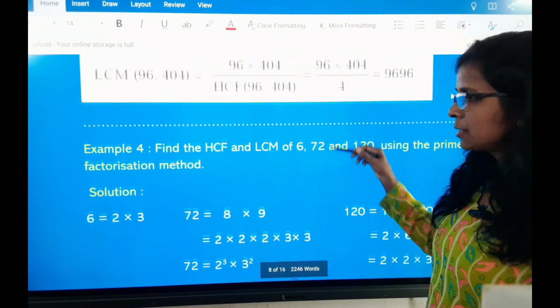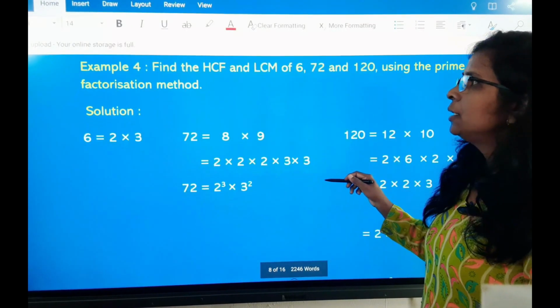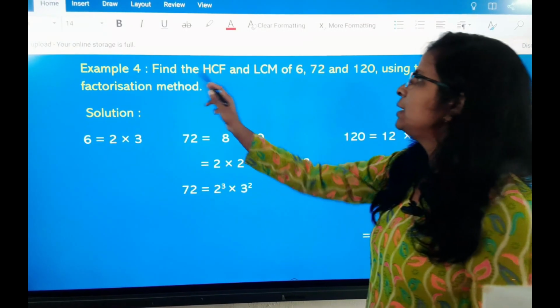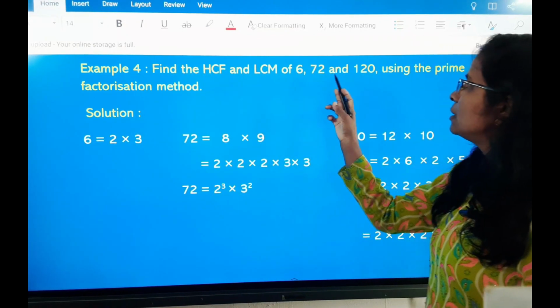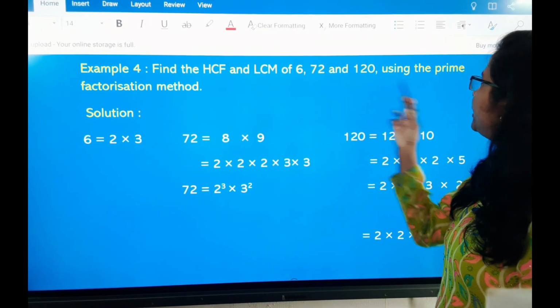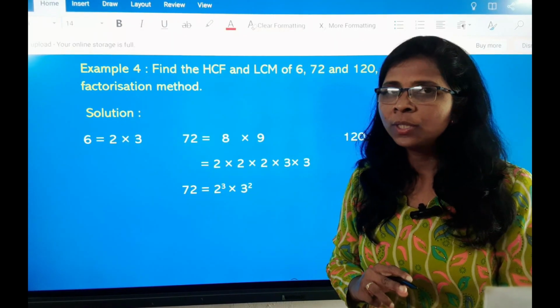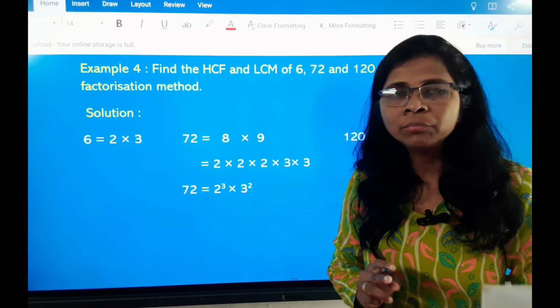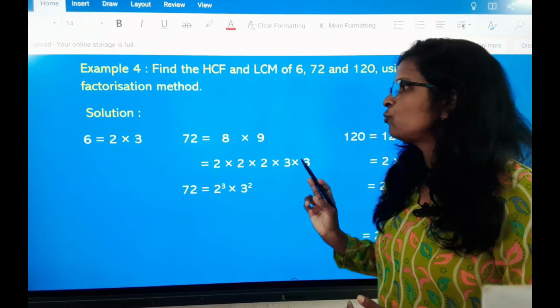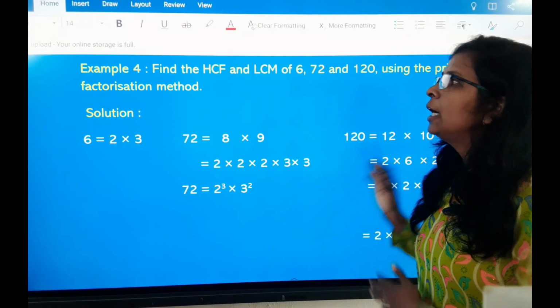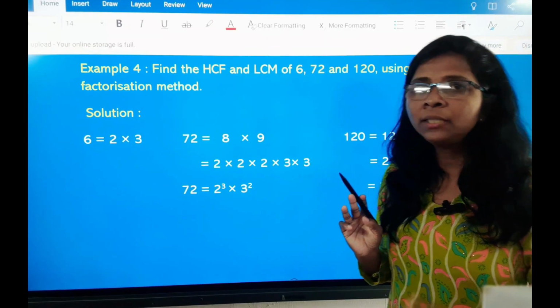Let us see the next example. Example 4. Find the HCF and LCM of 6, 72 and 120 using the prime factorization method. Now students, see here, here are three numbers, and between these three numbers we have to find out the HCF and LCM.